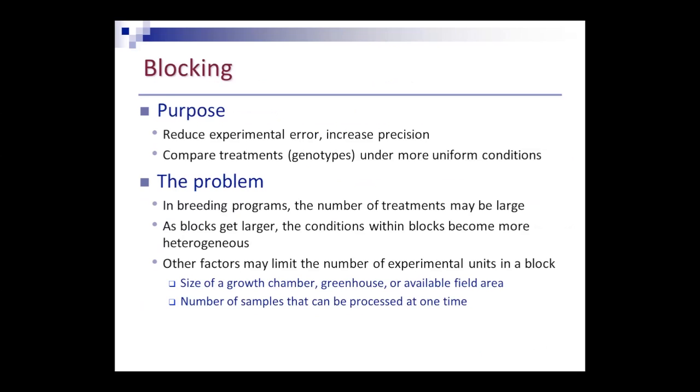There also may be other factors that limit the number of experimental units in a block. For example, if you're doing a growth chamber experiment, there may be a limited amount of space in there. The greenhouse may be limited in space, or you may be limited in a field area you have available for your use. Also, if you're intending to do some kind of a chemical analysis, you may be limited in the number of samples that you can process at one time. So all these kinds of situations would lead us to use some form of blocking.